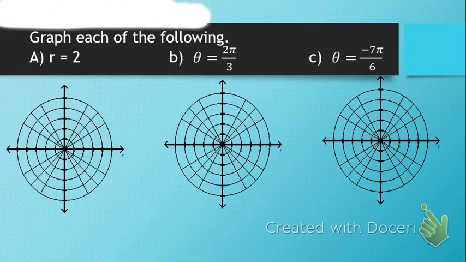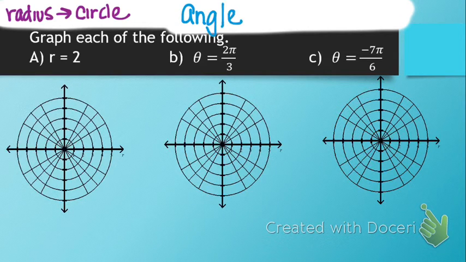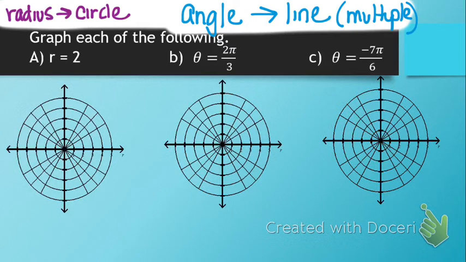When you're graphing a radius, that looks like a circle. That's what that's going to look like. And when you're graphing an angle, that looks like a line. And there's multiple ways to name an angle. So there's a lot of different ways to name an angle, and we'll talk about that. But a circle is just a circle.